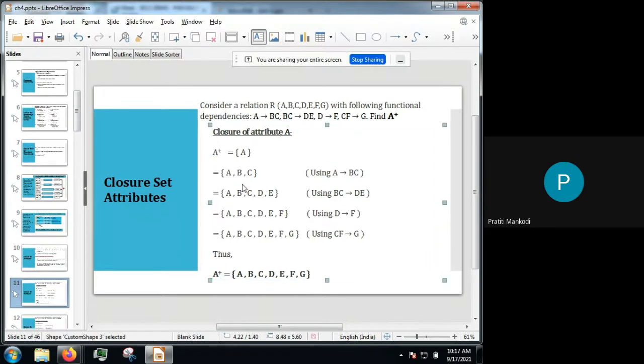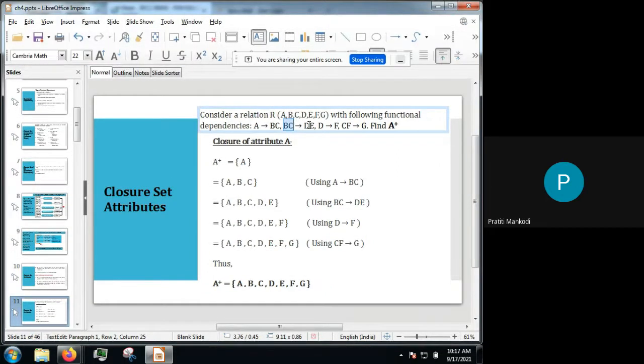Next, now my closure set has how many? 3 attributes, A, B and C. Now with the help of these 3 attributes, how many other attributes I can derive? See, I have BC with me. So with the help of BC, can I get the value of DE? Right. So I'll be including DE as well, using BC giving DE. Is it clear? So my closure set of attribute is now A, B, C, D, E.